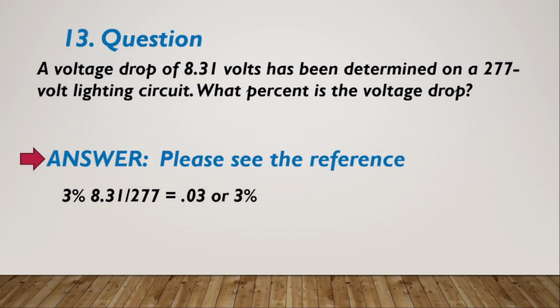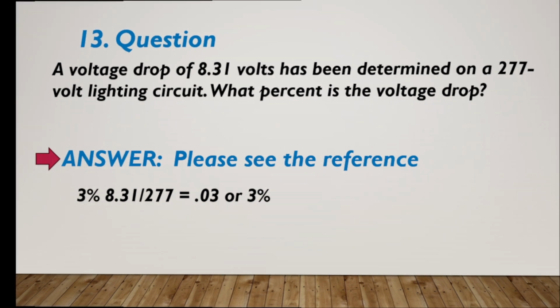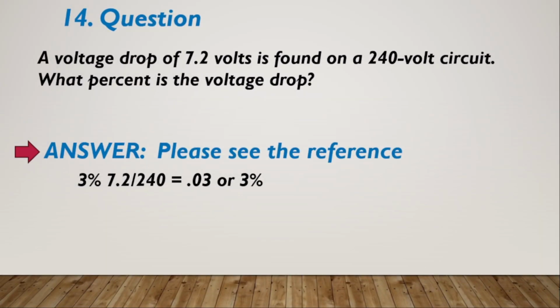Question number 13. A voltage drop of 8.31 volts has been determined on a 277 volt lighting circuit. What percent is the voltage drop? Please see the reference.